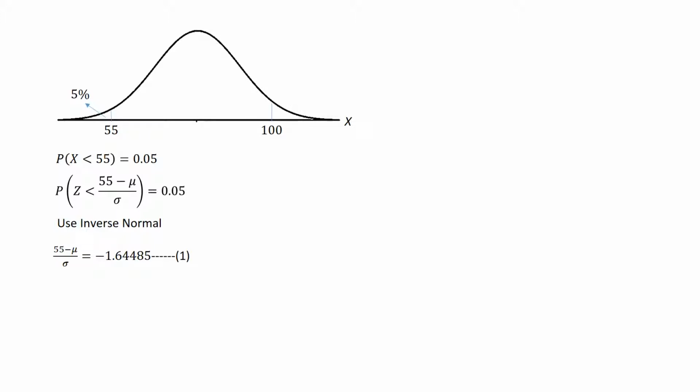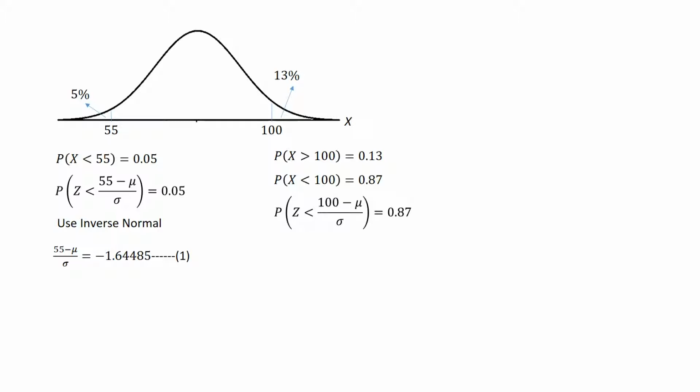We also know that there is 13% of chance that waiting time is more than 100 minutes. So we have a probability of X more than 100 equals to 0.13. We know that we have to use area on the left-hand side of 100 instead of area on the right-hand side of 100. So this gives us probability of X less than 100 is 0.87.